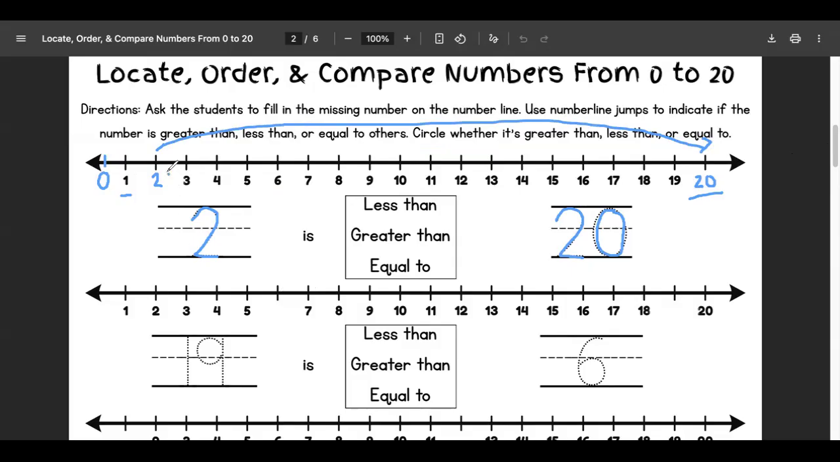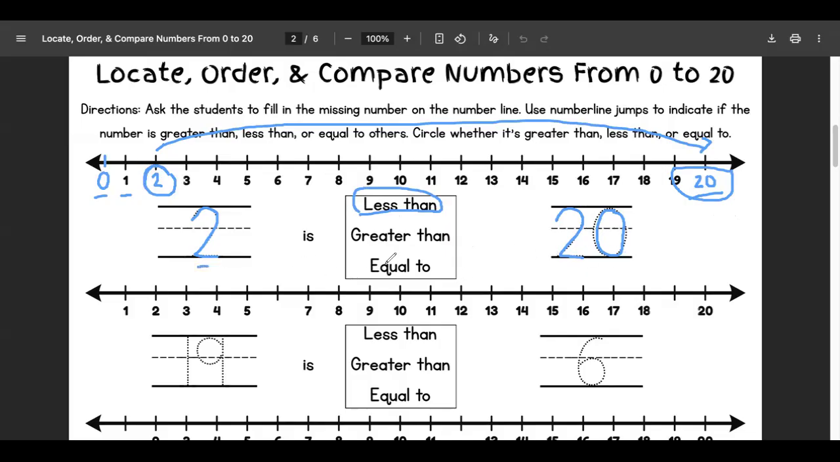So the number 2 is closer to 0. Is the number 20 closer to 0? Pause this video and talk with your teacher. Yes or no, and why? If you said that the number 20 is not as close to 0 as the number 2, you are correct. So because the number 2 is closer to 0, that means that 2 is less than 20, right? Greater means more, right? So it's a bigger value. And equal to means that they are exactly the same.